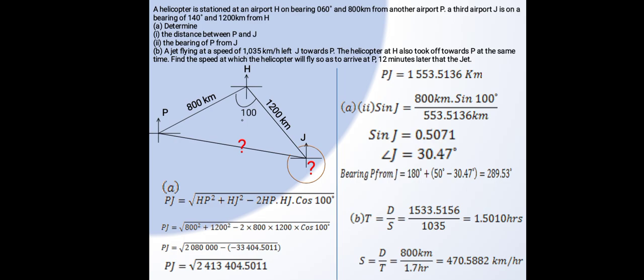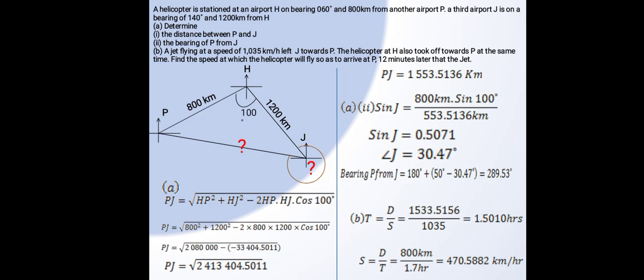Now part B, you have been told a jet flying at a speed of 1,035 kilometers per hour left J towards P. The helicopter at H also took off towards P at the same time. Find the speed at which the helicopter will fly so as to arrive at P 12 minutes later than the jet.